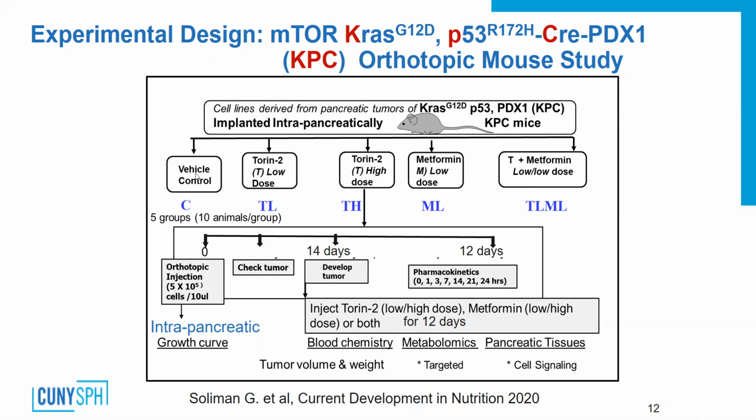Then we injected the albino mice daily intraperitoneally with different combinations of drugs. First, the vehicle, which was the DMSO control, and then a group of Torin-2, which blocks mTORC1 and mTORC2. We used a low dose of Torin-2 and a high dose of Torin-2, as well as the metformin, and then a combination between Torin-2 and metformin. We injected them intraperitoneally for 12 days, and then we sacrificed the animals.